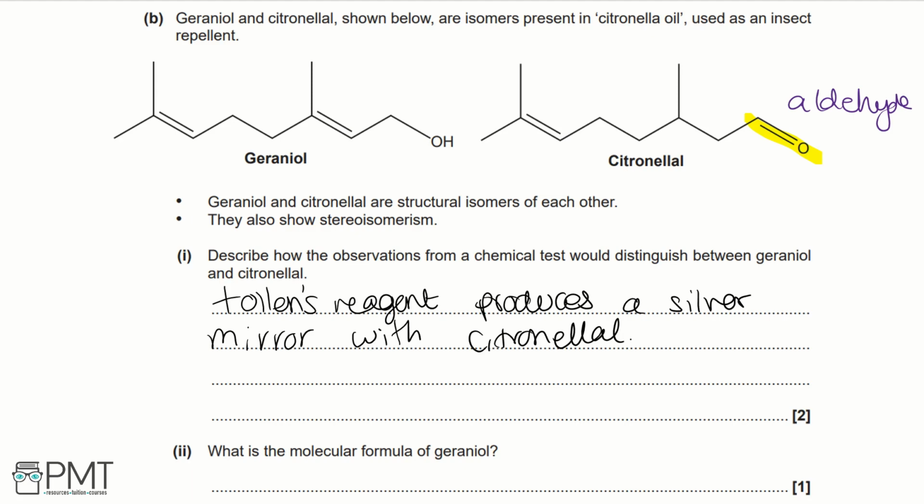Part 2. What is the molecular formula of geraniol? If we start by identifying how many carbon atoms there are, on each peak of our skeletal diagram, I'm drawing a purple dot and this signifies a carbon atom. Then we're going to work out how many hydrogens there are. But firstly, counting the number of carbons, we have 10 carbons present. So C equals 10.